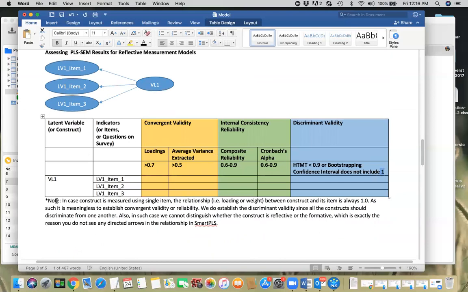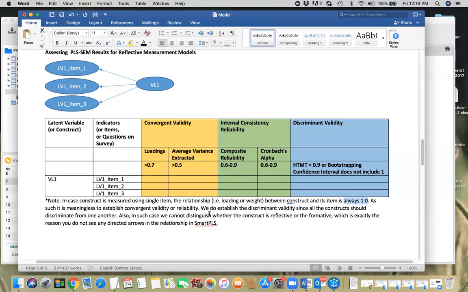And a note here: in case the construct is measured using a single item, the relationship, that is the loading or the weight, loading in terms of reflective measurement model, weight in terms of formative measurement model, between the construct and each item is always 1. Because you're using just one item, it's going to perfectly measure the construct that you have. As such, it is meaningless to establish convergent validity or reliability, because it's just one item, right? There is no way you can establish the convergent validity or reliability. These are more applicable when you have more than one item.